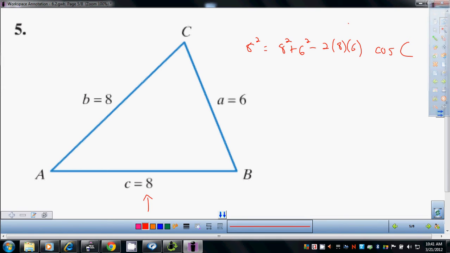Now, again, you cannot subtract on the right-hand side. So that's 64. 64 plus 36 is 100 minus 96 cosine C. You cannot subtract. It is bound by multiplication. You have to subtract the 100 first. Negative 36. It's not a big deal that it's negative. That's right. Divide by negative 96.